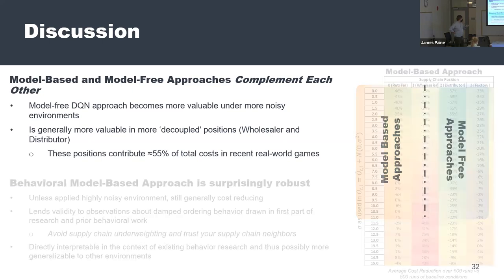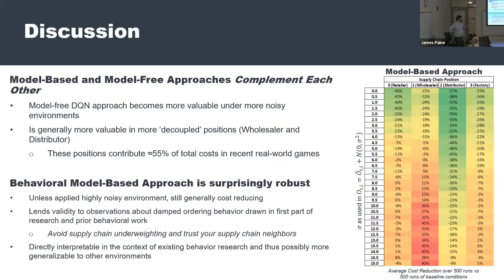And additionally, what I thought was interesting is this behavioral model-based approach, which was trained in a non-noisy, deterministic environment, is still surprisingly robust when you start applying it to noisier and noisier ordering outcomes. In this case, it wasn't until we got relatively high in that sigma value that this thing starts being cost additive, especially for that wholesaler position. And if we go back and look at the DQN, where this one starts to break down, the other one starts to shine a little bit more.